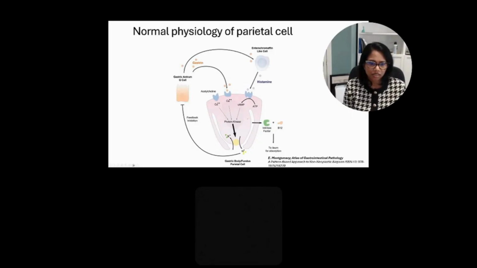This is your parietal cell, and this is effectively the proton pump. The G cells within the gastric antrum secrete gastrin and stimulate the proton pump. It also stimulates the enterochromaffin-like cell to produce histamine, and collectively they secrete acid and intrinsic factor, which binds to B12 to be absorbed in the ileum. Now, this is when everything is hunky-dory and working fine.